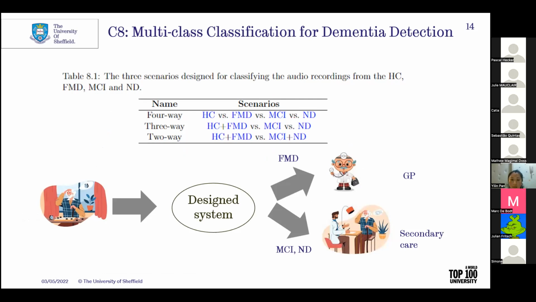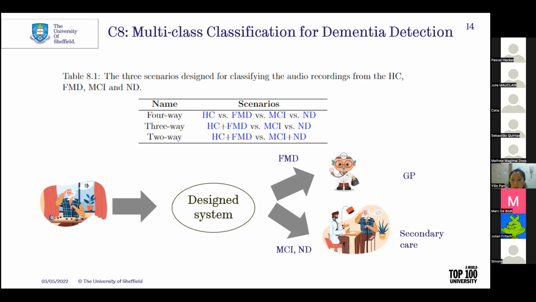And in chapter 8, we have proposed a system which takes three classification scenarios into consideration, because we want to make the system more consistent with clinical practice. Namely, we designed three scenarios named 4-way, 3-way, and 2-way. For the 4-way, it means we regard healthy control, FMD, MCI, and ND as 4 classes.